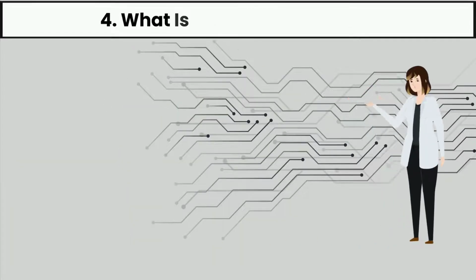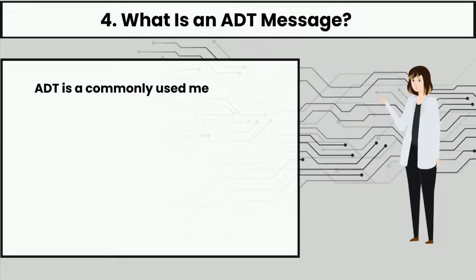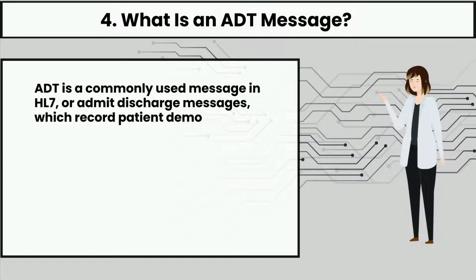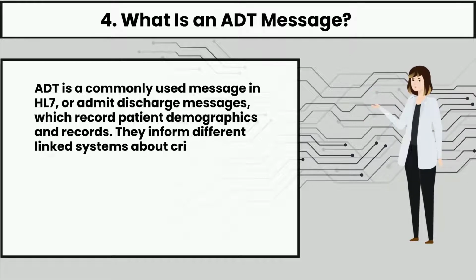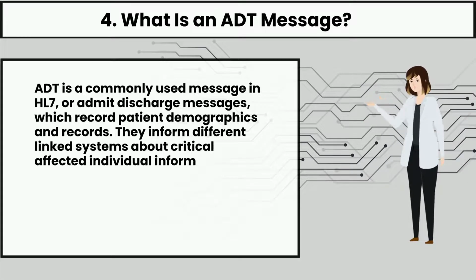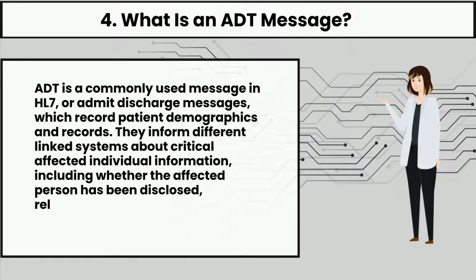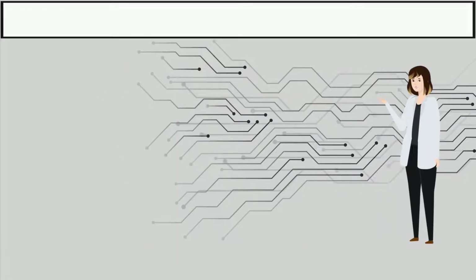4. What is an ADT message? ADT, or admit-discharge-transfer, is a commonly used message in HL7, which records patient demographics and records. They inform different linked systems about critical patient information, including whether the patient has been admitted, discharged, relocated, or modified their demographic records.